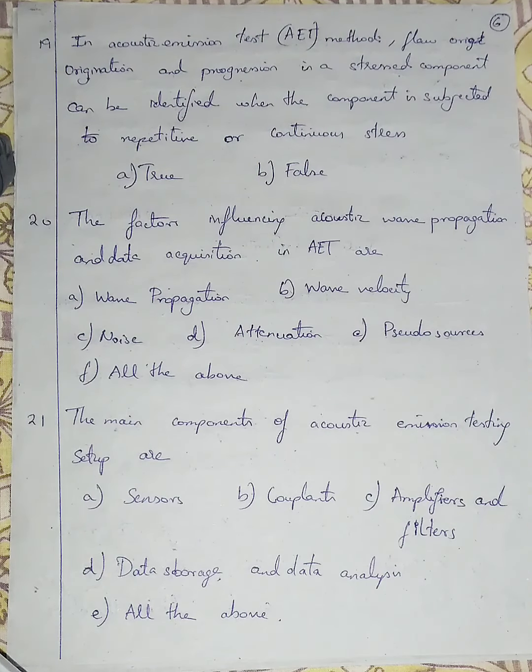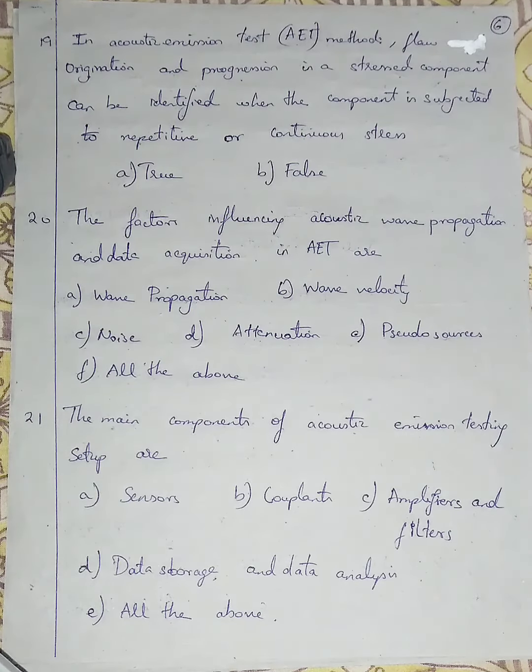Question number 19. The acoustic emission test, AET method. Origination and progression in a stressed component can be identified when the component is subjected to repetitive or continuous stress. In acoustic emission test, if you are applying it to a stressed component, we know there will be stress. In that stress we can find orientation. If there is a stress, first strain must come, then stress will come in a component.